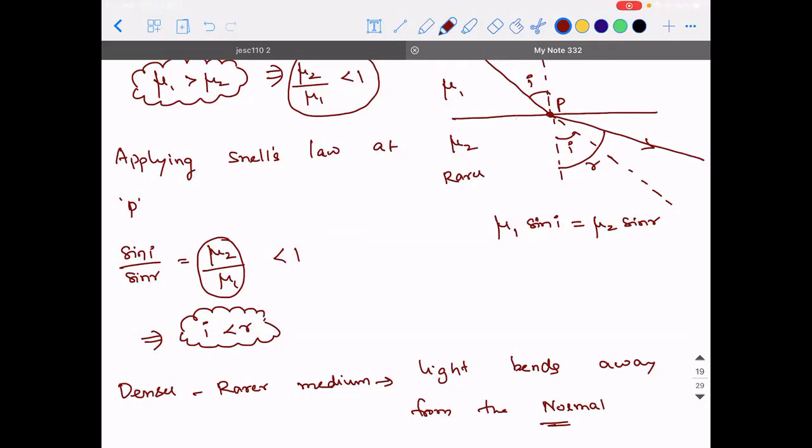Shall I proceed? I hope everybody has made a note of these points. Right, right. Yes, sir. Yes, sir.